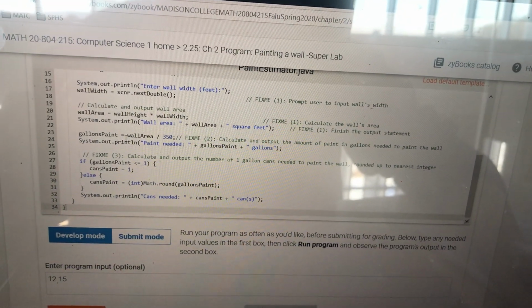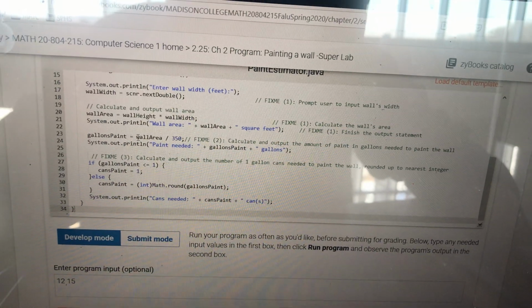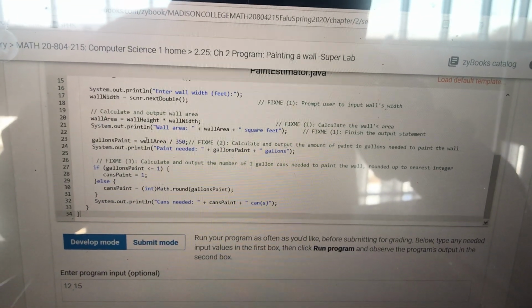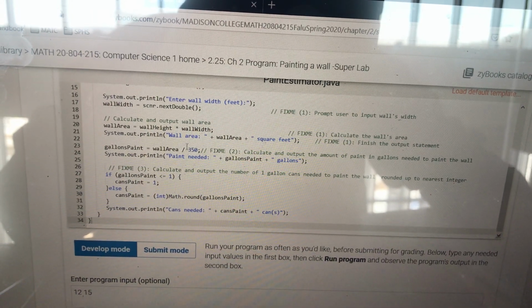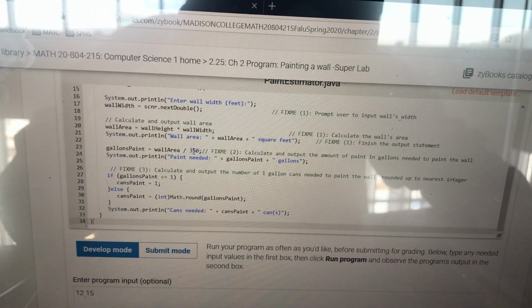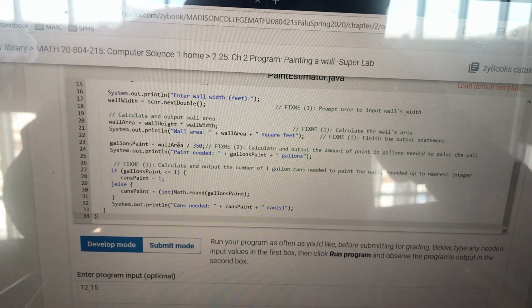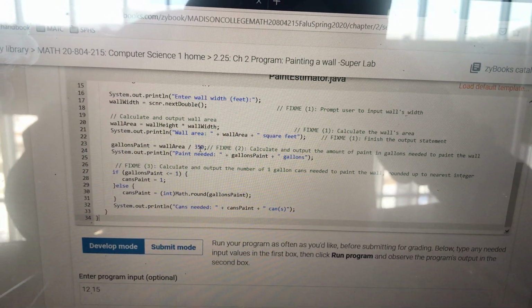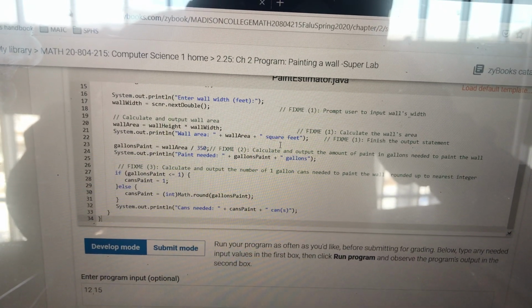And then I went into figuring out how many gallons of paint they would need. So it prints gallons of paint, it said that it was 350 square feet per gallon. So then you take the wall area divided by 350, and then it prints paint needed, how many gallons, and then gallons.